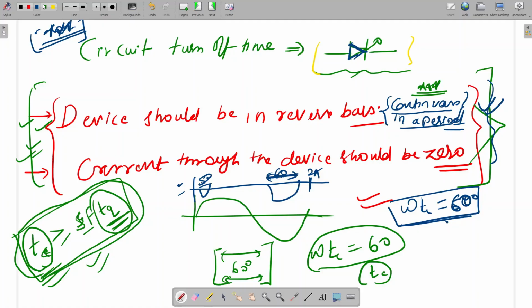One more term is there, device turn-off time. Device turn-off time means the minimum time required to completely turn off that device. So if it is in reverse bias, one relation is there: TC should be greater than or equal to the safety factor times TQ. Let's say TQ is some 1 microsecond. Then TC, the circuit turn-off time, should be greater than 1 microsecond, such that the device will be completely turned off. Is it clear now? Okay, sir. Clear.